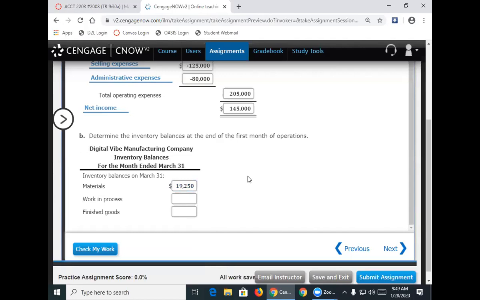29,250. Very good. That's also a debit balance. So we add up all of our debits and subtract out our one credit. Put that in. And then last but not least, finished goods. 75,000. Very good. That one's an easy one, huh? 75,000.